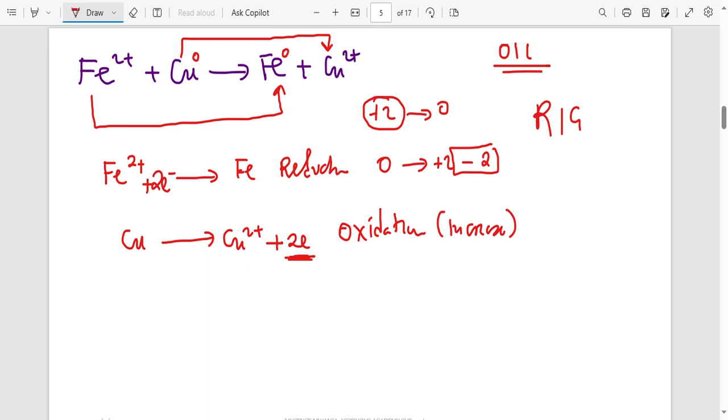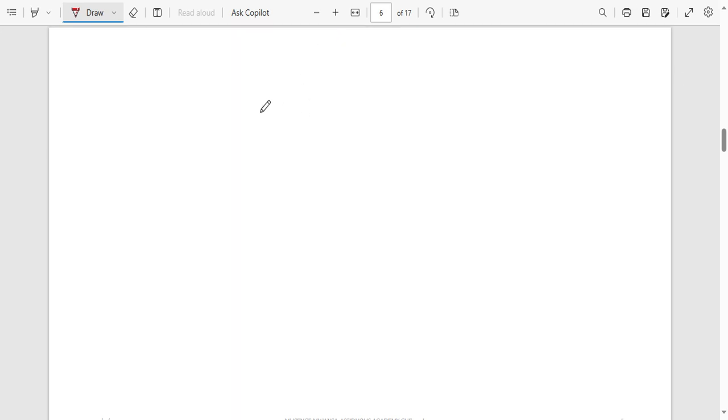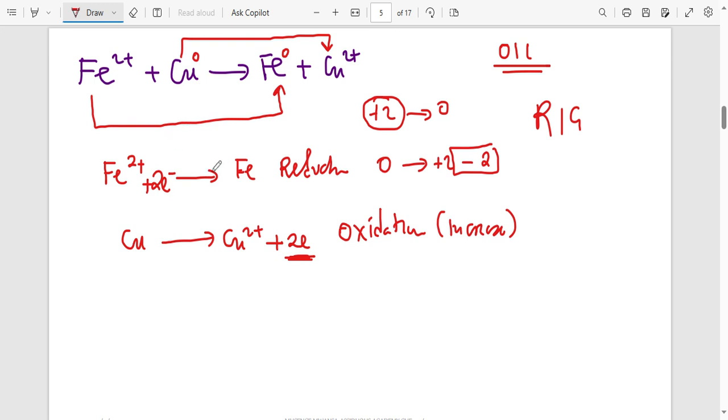Now, the most important thing that we need to know here is that our interest is understanding how to balance redox reactions. Okay. Now, I didn't mention one thing here for this reaction. Iron 2 plus is undergoing reduction, copper is undergoing oxidation. The compound that undergoes oxidation is known as the reducing agent, also known as the reductant.